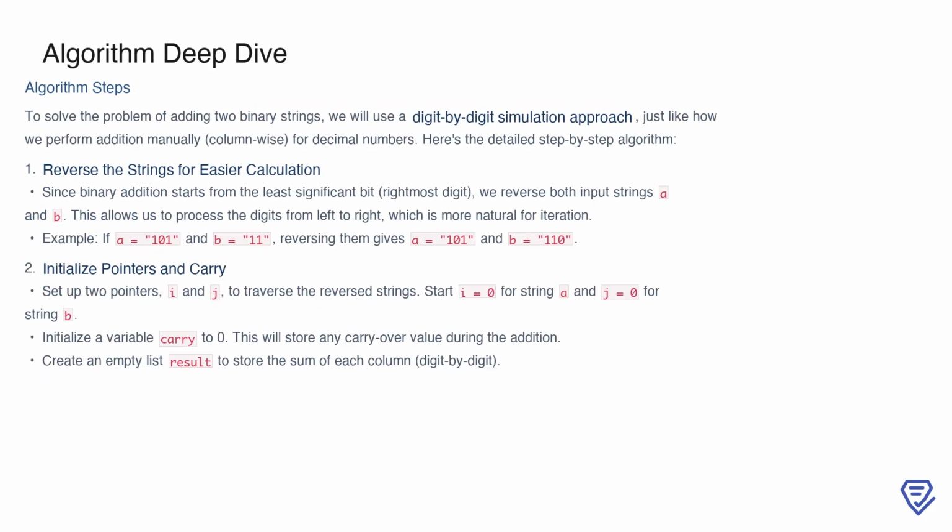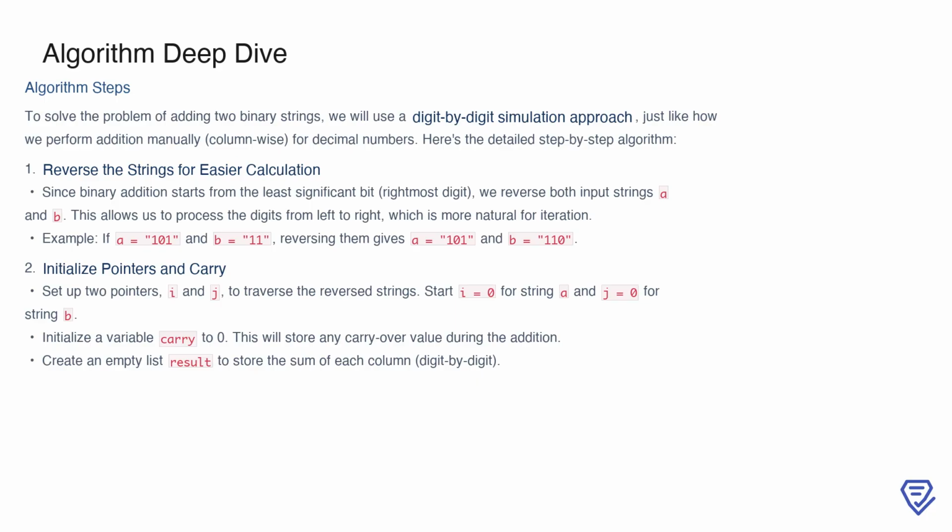To tackle the problem of adding two binary strings, we use a digit-by-digit simulation approach, similar to performing manual addition with decimal numbers. The process starts by reversing both input strings, A and B. This reversal allows us to begin the addition from the least significant bit, or the rightmost digit, and work our way leftward, which is more intuitive for iteration. For example, if the input strings are A equals 101 and B equals 11, reversing them results in A equals 101 and B equals 110.